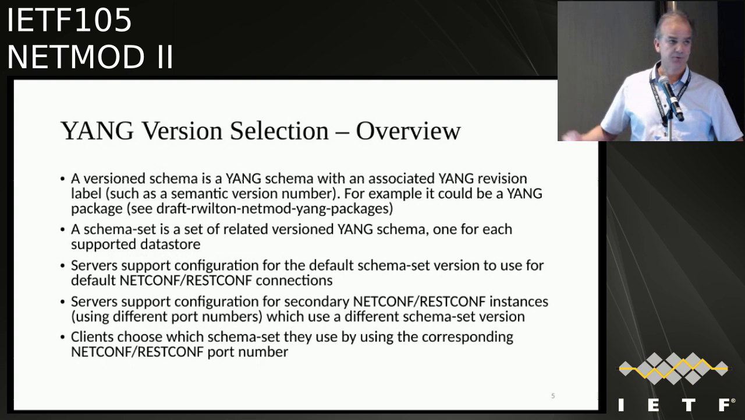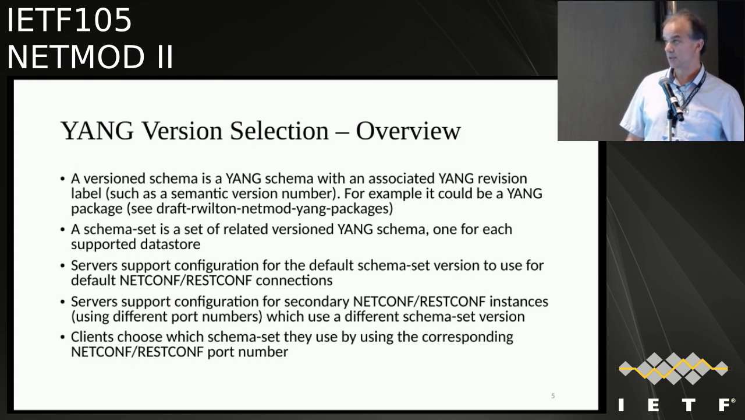Okay, so the overview, which you'll see in the Yang tree next, is a version schema. It's a Yang schema, which Rob was talking about, with an associated Yang revision. That could be the semantic version number in the draft, which will be done soon. And yes, as I said, this could be a Yang package. The schema set is a set of related Yang schema, one per data store. The servers support configuration for the default schema, and they also support configuration for what we call the secondary and maybe more NetConf and RESTConf instances to use different schema. This is done via port number for both NetConf and RESTConf. And for RESTConf, we also support a different root path, root resource, to select which schema to use. This is it for this slide. Next, please.